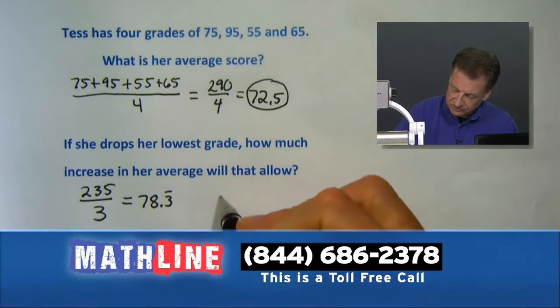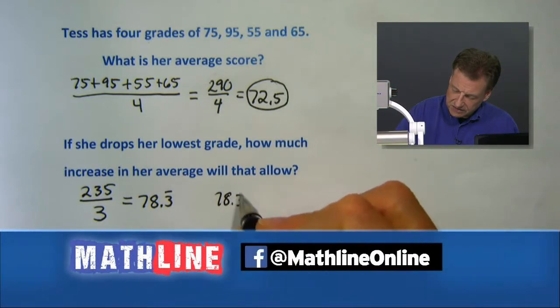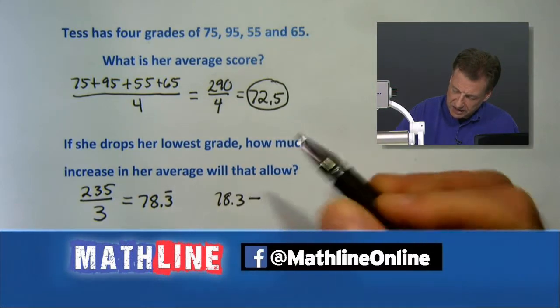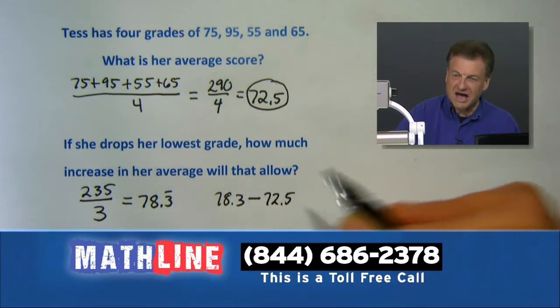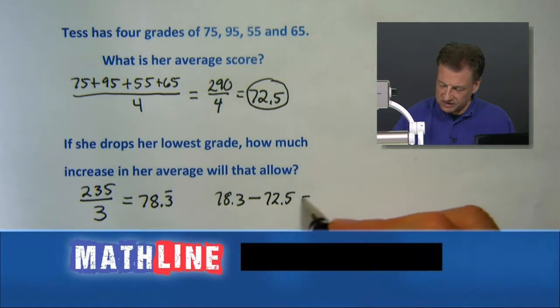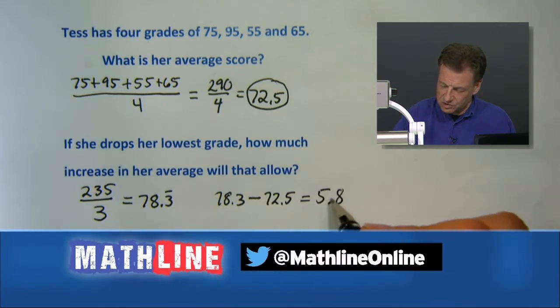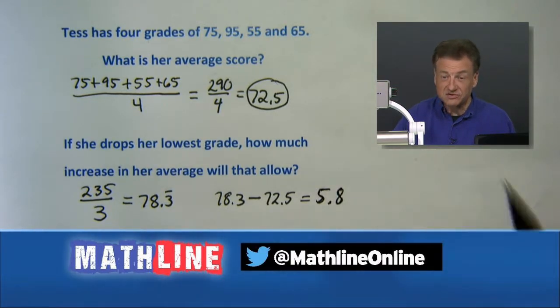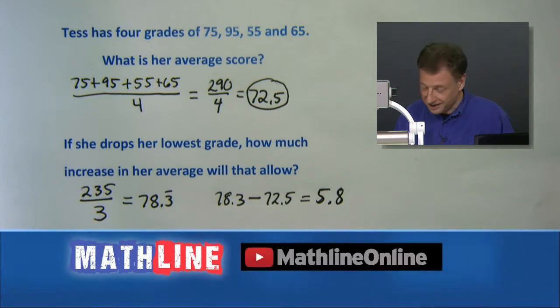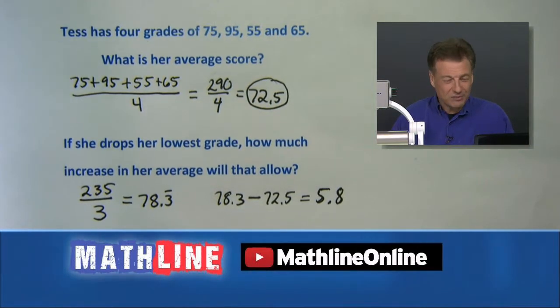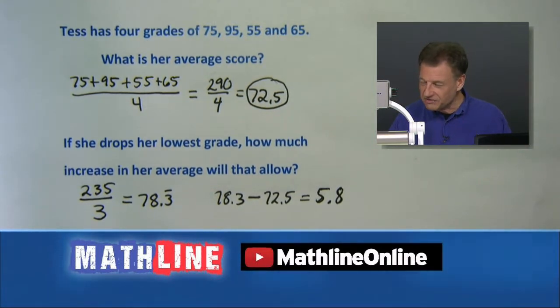So the difference, if we take, and I'm going to leave it with just a 3 there, and we'll subtract that 72 and 5/10, that's going to give us roughly almost 6 points. So that would be a nice improvement on the test. Nice, generous teacher there, always allowing. There are some days you have a bad day, and it's nice to let that go. So anyway, there you have it, a little bit of a moment there.